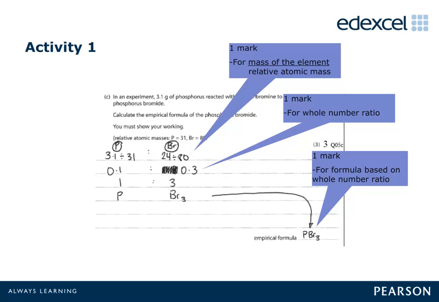The first mark was for dividing the mass of each element by its relative atomic mass. The second mark was for the whole number ratio obtained from the previous step. The third mark was for the formula of phosphorus bromide based on the whole number ratio.